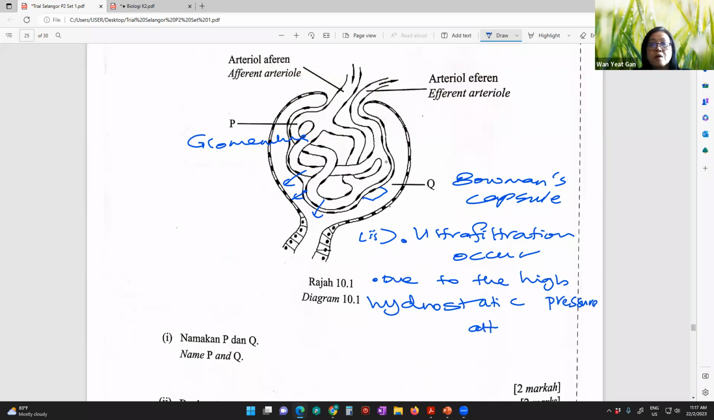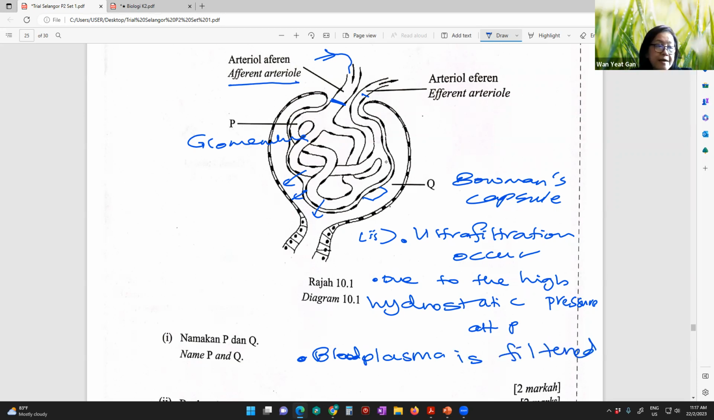at P. Okay, so you see the afferent arteriole diameter is larger than the efferent. So the blood that flows into the glomerulus comes at very high speed and high pressure. So that causes your blood plasma to be filtered or forced out. It is filtered into Q. Okay.